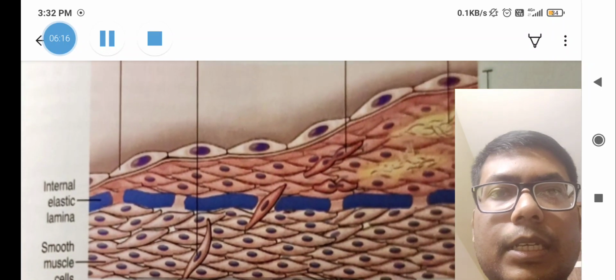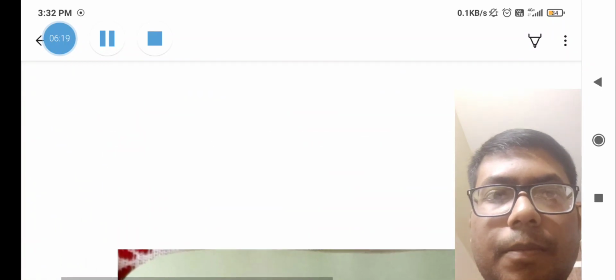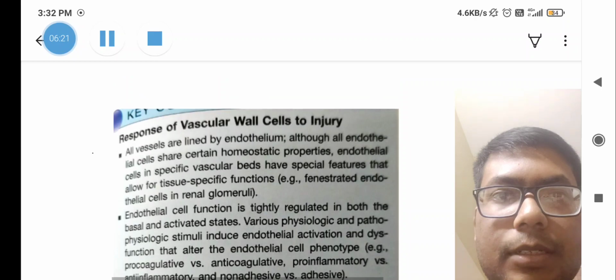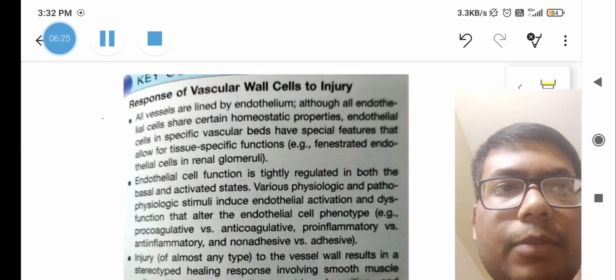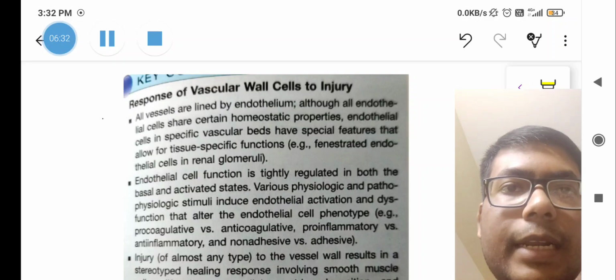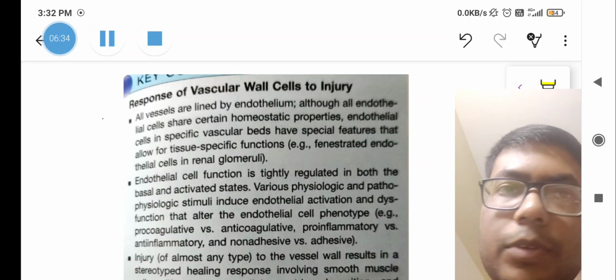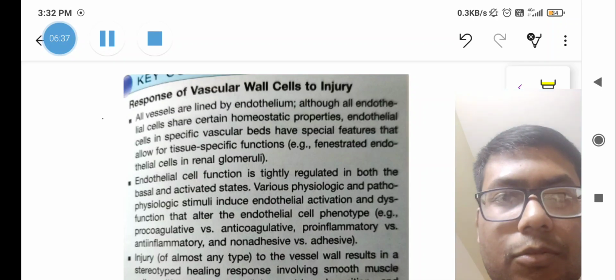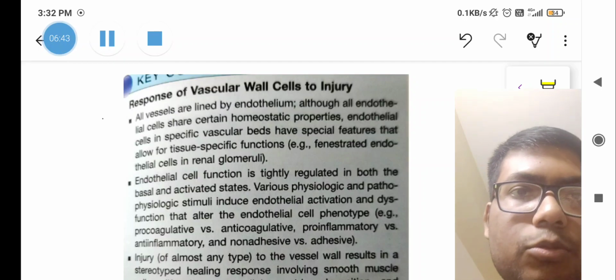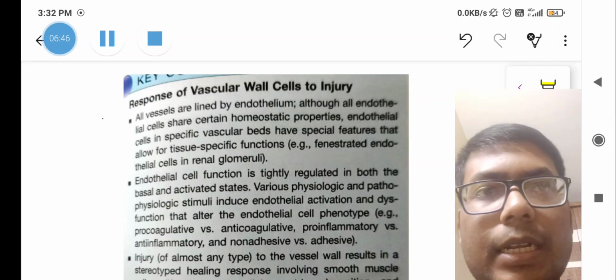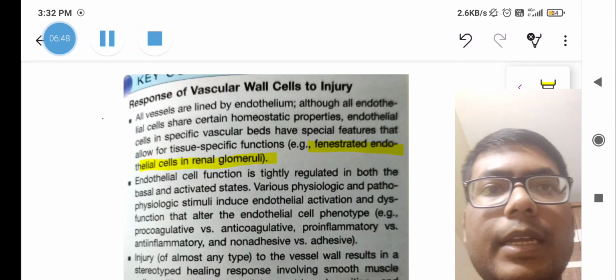Now if we see the key points in response to vascular injury, Robbins says that all vessels are lined by the endothelium, and all endothelial cells share certain homeostatic properties. But endothelial cells in specific vascular beds have special features that allow tissue specific functions, such as the fenestrated endothelial cells which are present in the renal glomeruli.